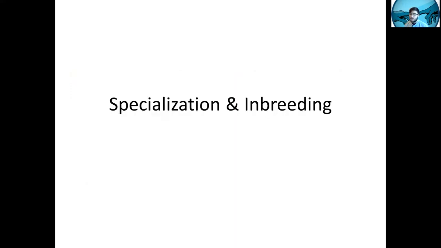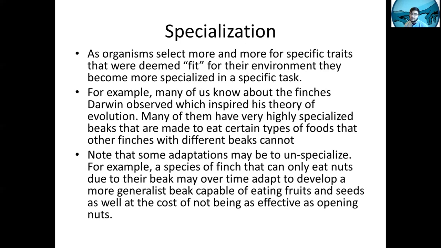Okay, next let's talk about specialization and inbreeding, right? First, let's talk about specialization. As organisms select more and more for specific traits that were deemed fit for their environment, they become more specialized in a specific task. For example, many of us know about the finches Darwin observed, which inspired his theory of evolution, how they all had different beaks for eating different kinds of food.